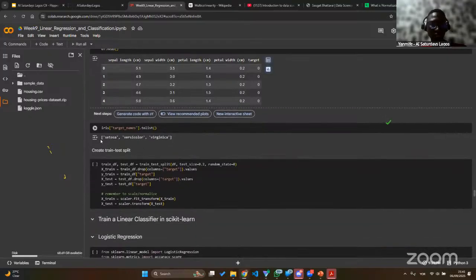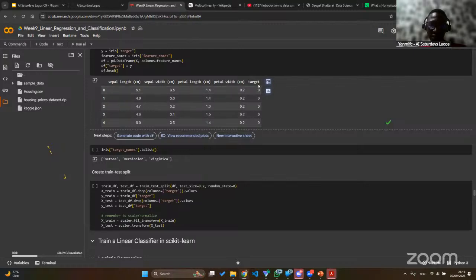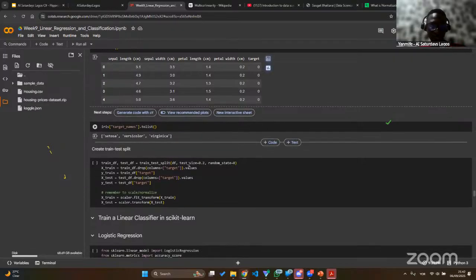So we have three targets. Logistic regression. We have iris. So our iris can either be a Setosa species, versicolor species, or a virginica species.